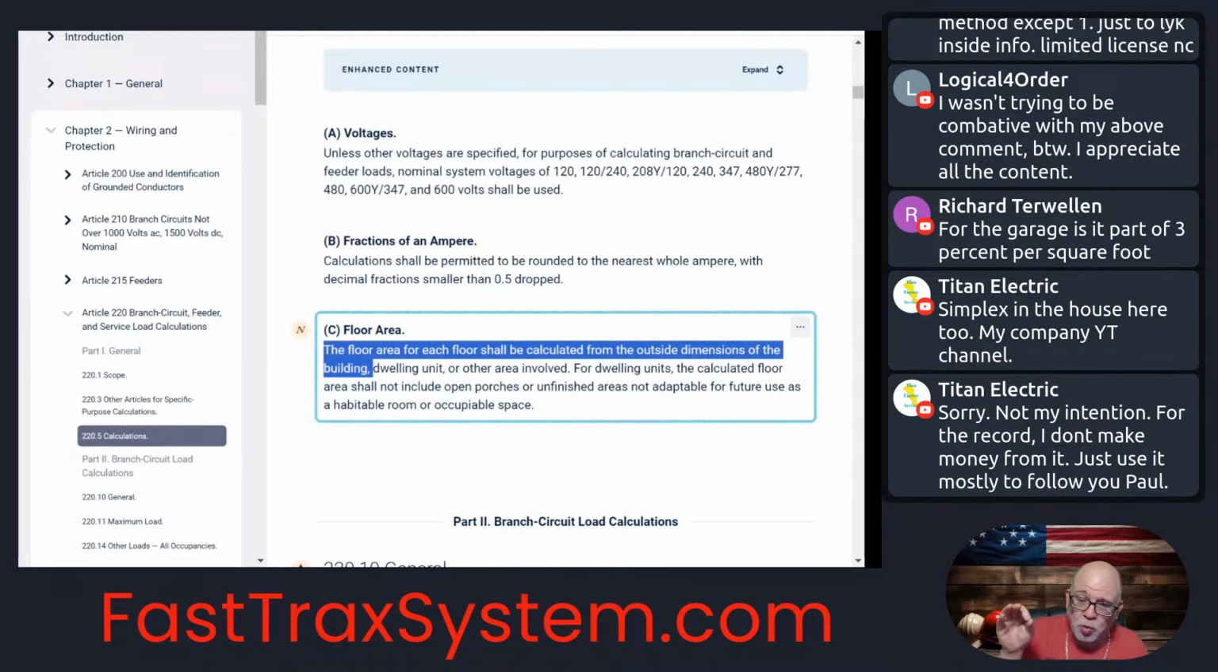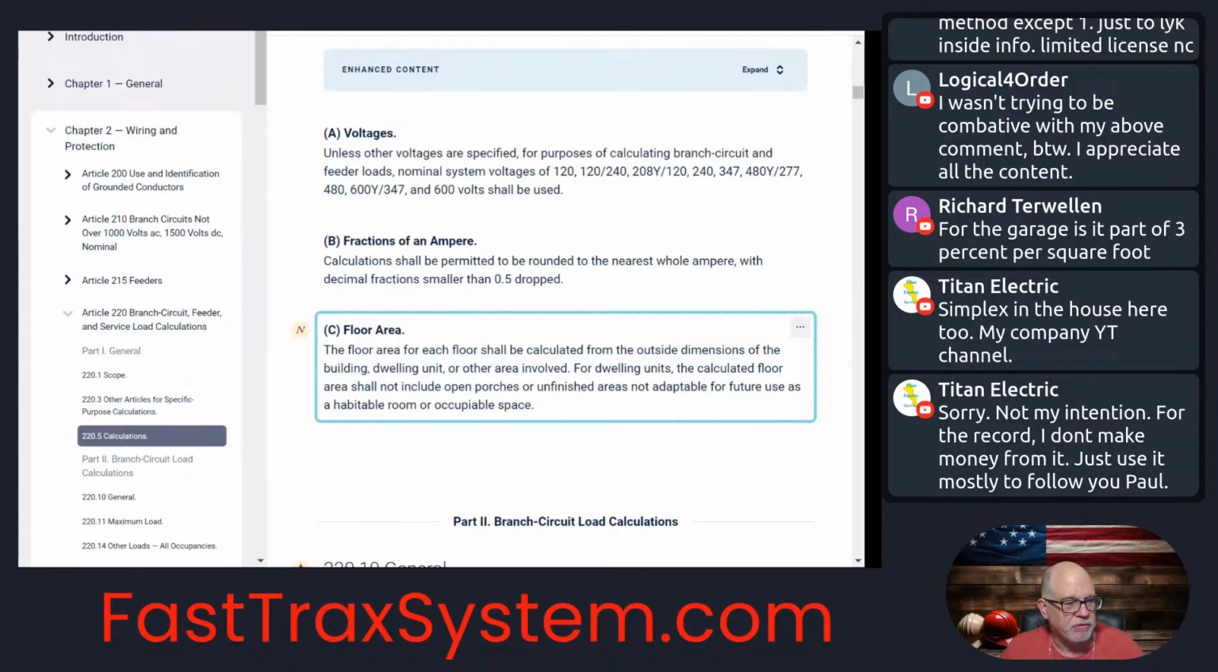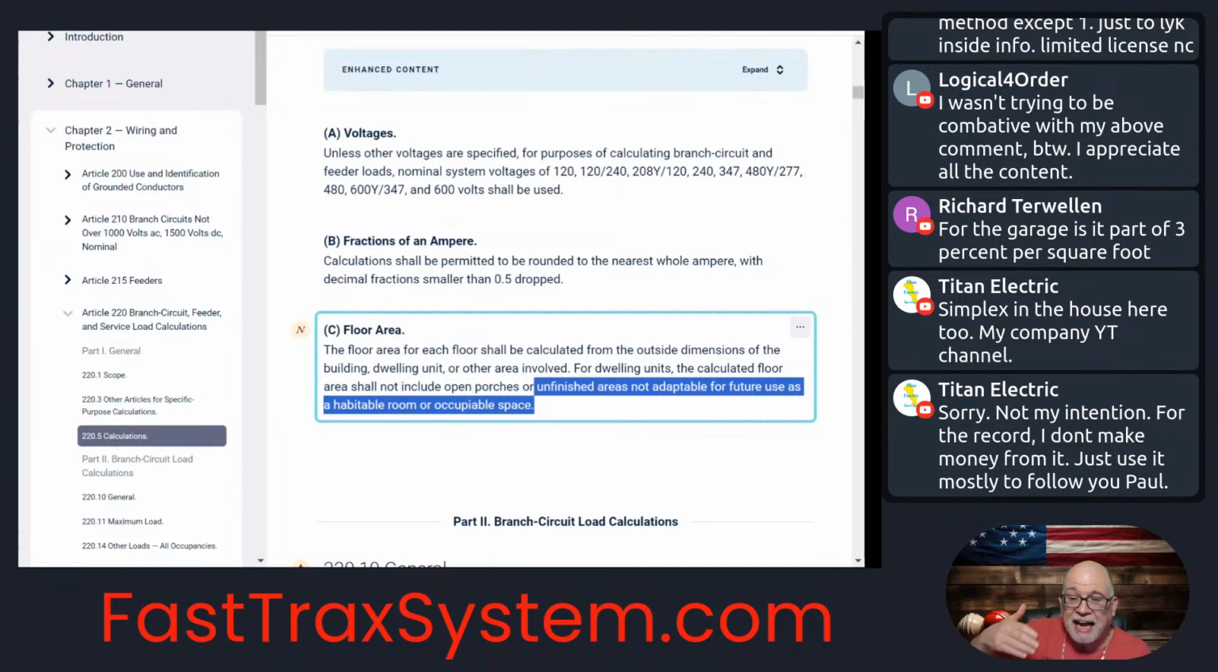If you're doing this in the real world, you've got to come up with these dimensions. And it's not necessarily the square footage, okay? You have to look at the outside dimensions of the actual dwelling or building in question, right? Then it says, for dwelling units, the calculated floor area shall not include, now check this out, shall not include open porches or unfinished areas not adaptable for future use as a habitable room or occupiable space. Well, a garage is adaptable. And in the previous edition, garage appeared in here. So you omitted it up front, right? That's changed for the 2023, okay?